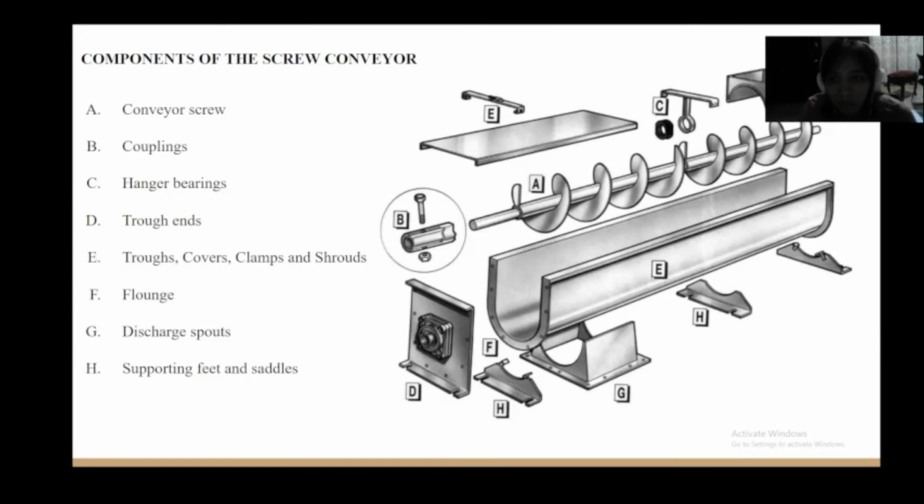Components of the screw conveyor. Conveyor screw, couplings, hanger bearings, trough ends, traps, covers, clamps and shrouds, flange, discharge spouts, supporting feet, and saddles.